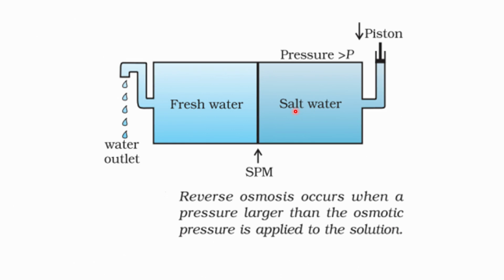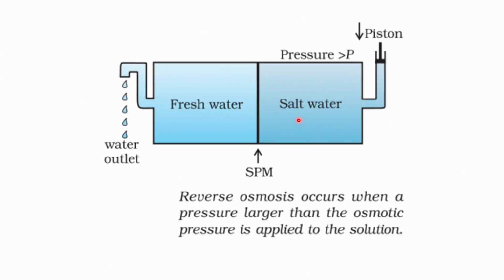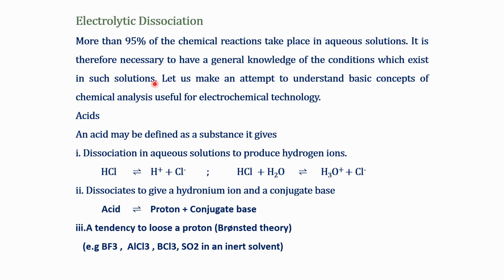This is the principle of all the ROs we have in our houses, and this is how it works. So, the direction of the osmosis can be reversed if a pressure larger than the osmotic pressure is applied, so the pure solvent flows out of the solution. Now, we want to talk about other properties of electrolytic dissociation.